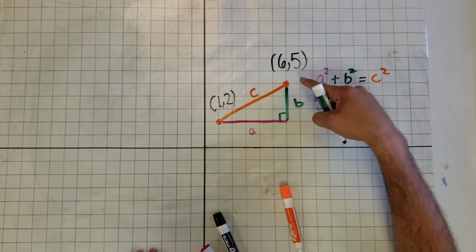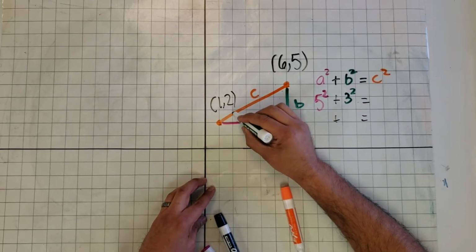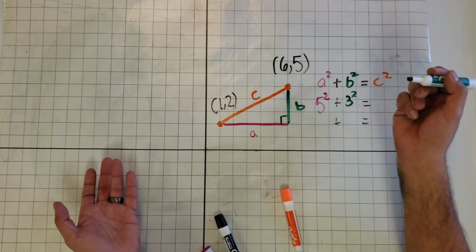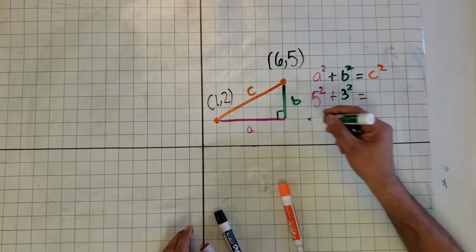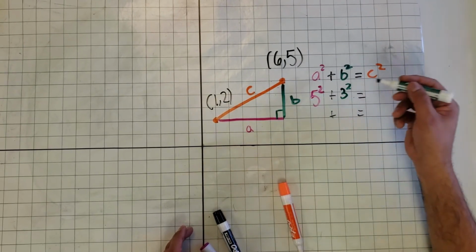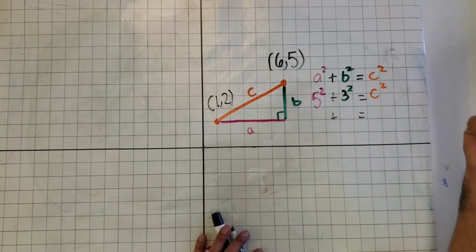And then the C, we can't really count because they're going at a diagonal. I can't just count the squares. I can't just go 1, 2, 3, 4, 5, 6. That doesn't make any sense, because distance is measured from one block to the next. So we can't do that on a diagonal. We're just going to keep that as C squared.